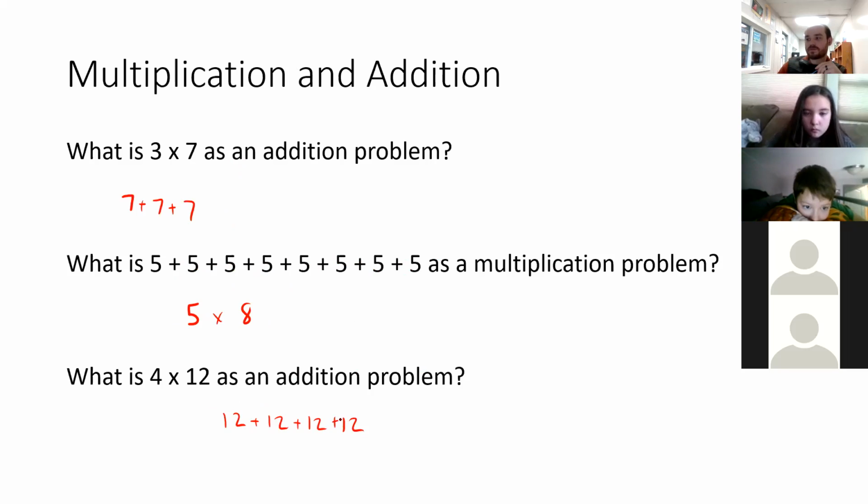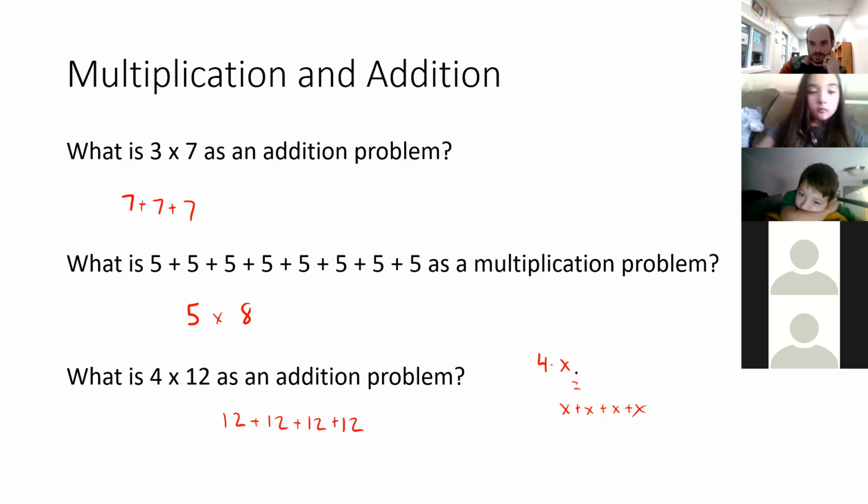Now, I just want to do a little bit of a preview of tomorrow. This is all we're doing today. So this is just kind of a separate question. If I was going to write 4 times x as an addition problem, what would it be? X plus X plus X plus X. Yep, exactly. So this is something that's going to be important tomorrow. I will show you why. It will make more sense when we get to it. But hopefully you all see how this works. So 4 times x goes to x plus x plus x plus x.